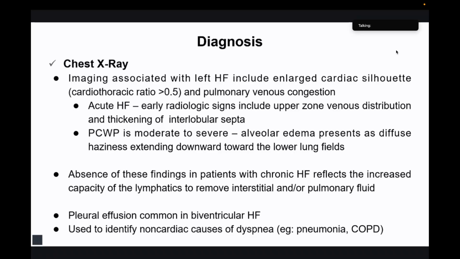Absence of these findings of pulmonary venous congestion in patients with chronic heart failure reflects an increased capacity of the lymphatics to remove interstitial or pulmonary fluid. Pleural effusion on chest X-ray is common in biventricular heart failure, and we also do a chest X-ray because it helps to identify non-cardiac causes of dyspnea in the patient.